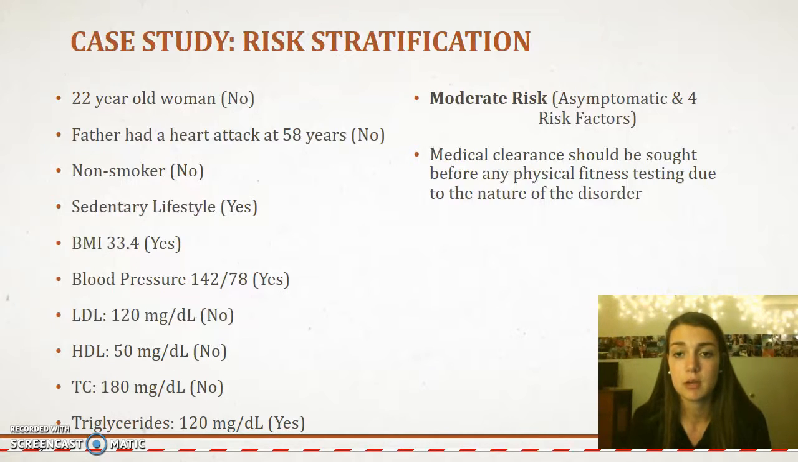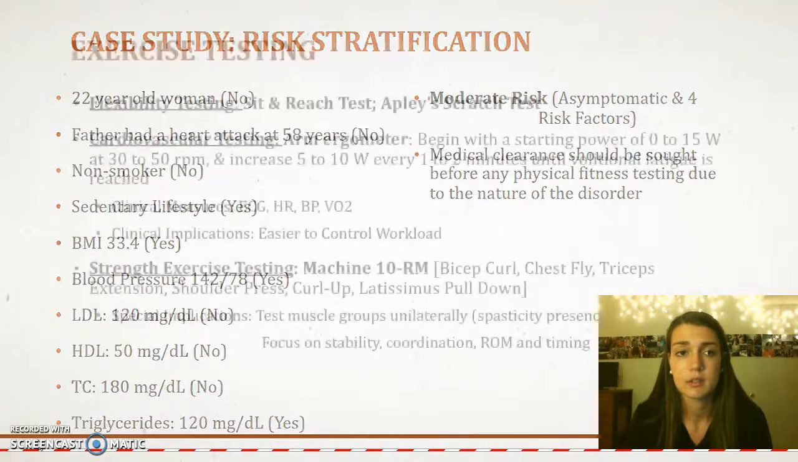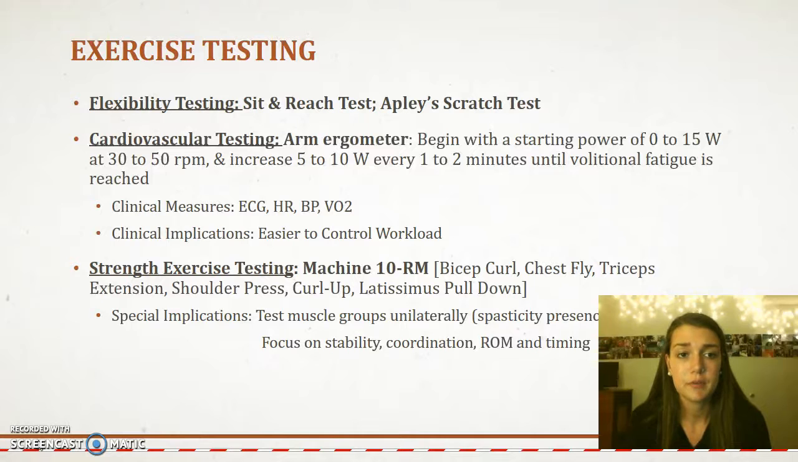And you should seek medical clearance before doing any physical fitness, just due to the high number of comorbidities with this disease. So for her testing, flexibility is very important because of the tone of all the muscles and the weaknesses, things like that. So it's important to do the sit and reach test and the athlete scratch test just to gauge her flexibility as it is now. Cardiovascular, because she is wheelchair bound, I did an arm ergometer test instead of a wheelchair push test because it's easier to control the workload.